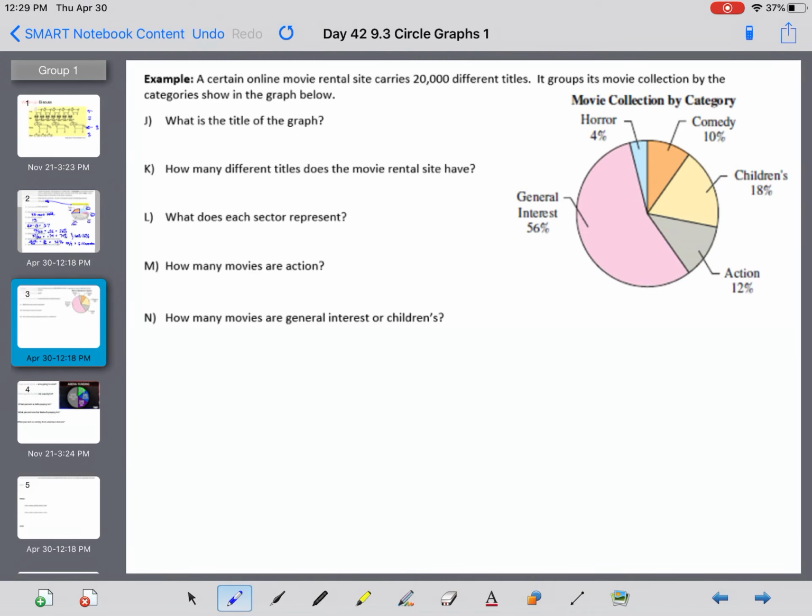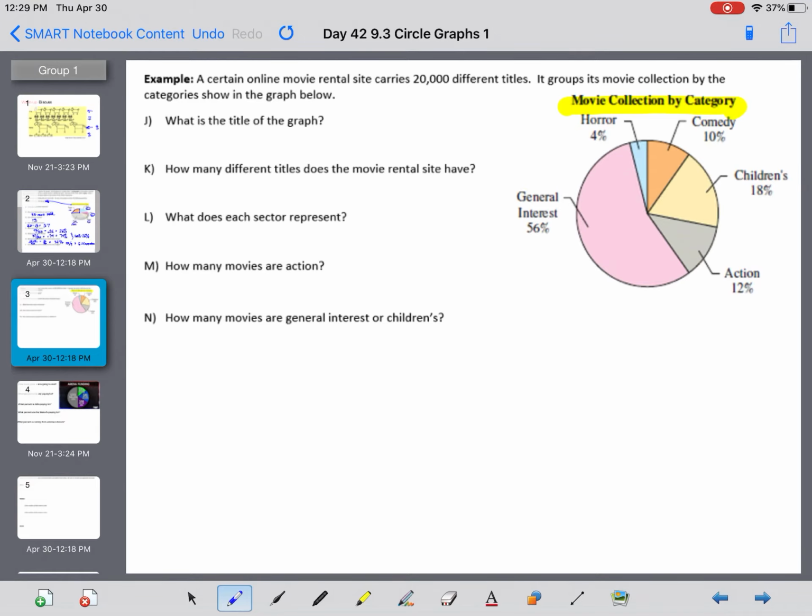Let's look at a second one. So this would be an online movie rental site. They have 20,000 different titles. It groups its movies by collection. So we have horror, comedy, children's, action, and general interest. So here we go. What is the title of the graph? Well, our title is going to be the movie collection by category.